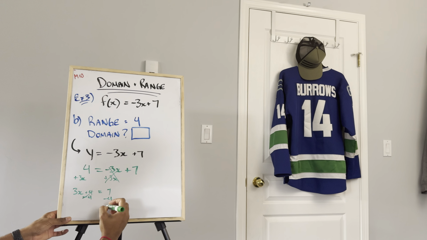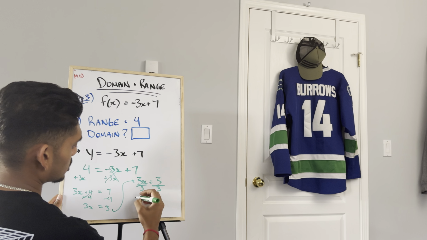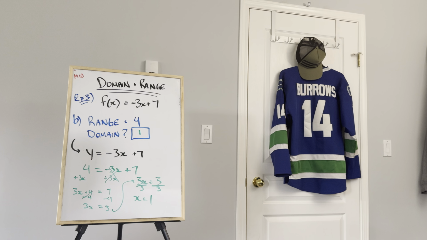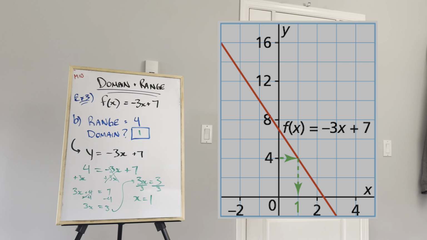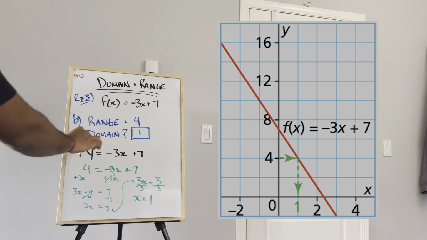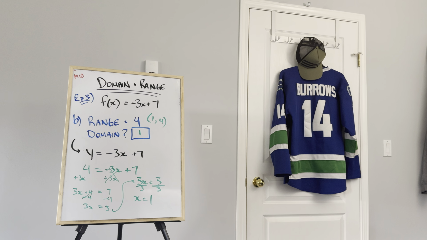I'm going to rewrite it over here. So the answer is 1. Let's make sure, let's check on the graph. So when y is equal to 4, go down. Yeah, your x value is at 1. So when the range is at 4, the y value is 4, x value is 1. Congratulations, you found the coordinates.